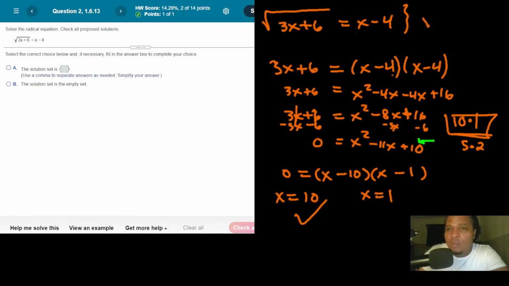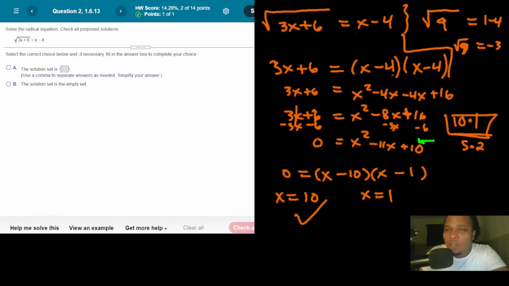So we have the square root of 3 times 1, which is 3, plus 6 is 9. And this is equal to 1 minus 4. I can tell this is not going to be good anyway, all because 1 minus 4 is negative 3. Sorry, did I just put a square root of 9? Yeah, the square root of 9. Okay, the square root of 9 is not equal to negative 3.